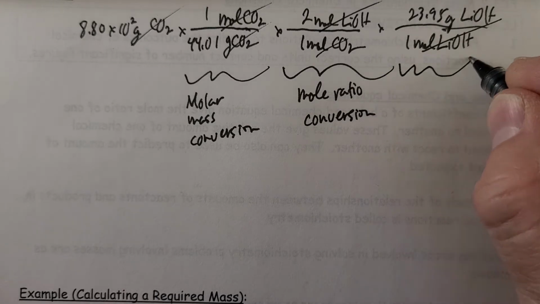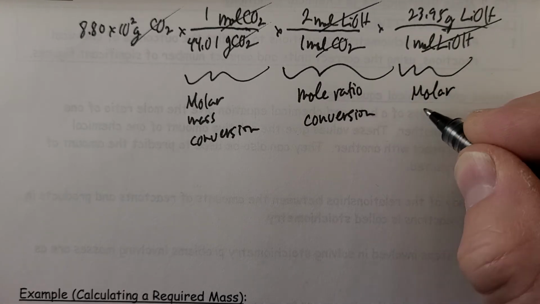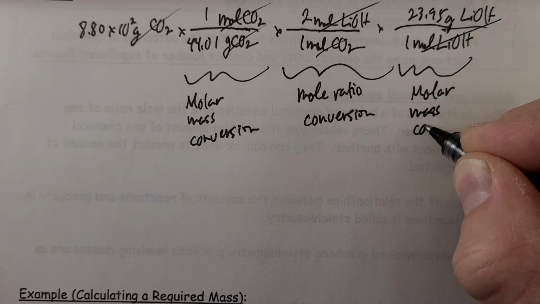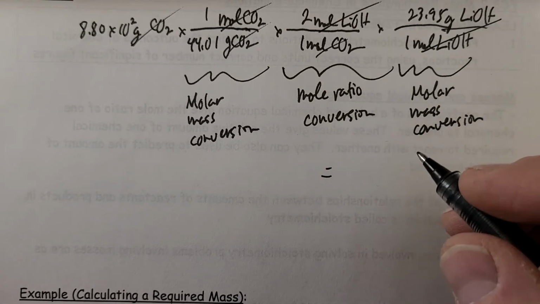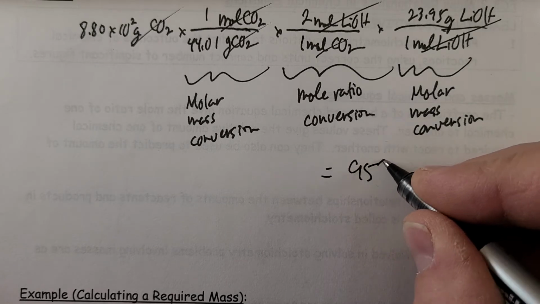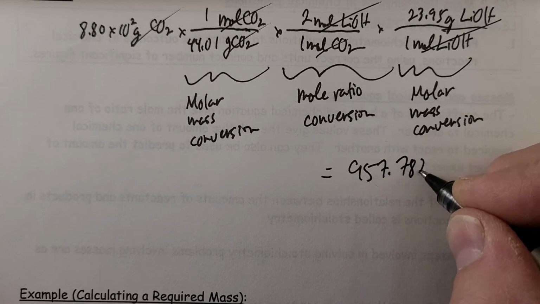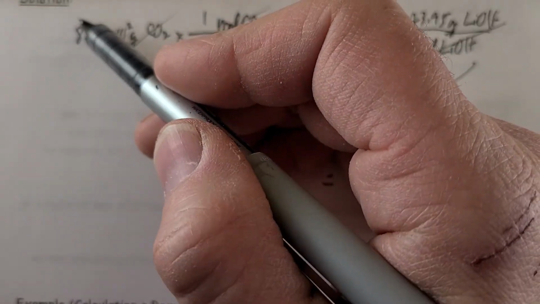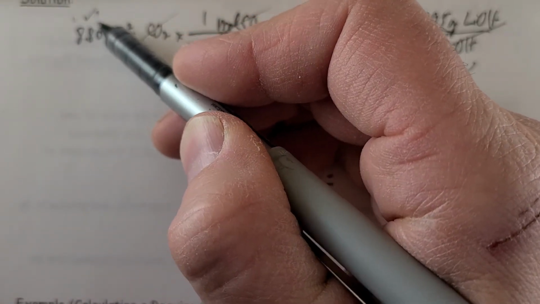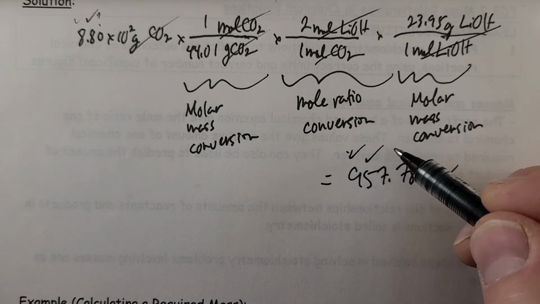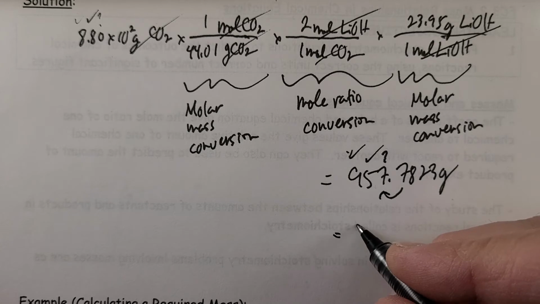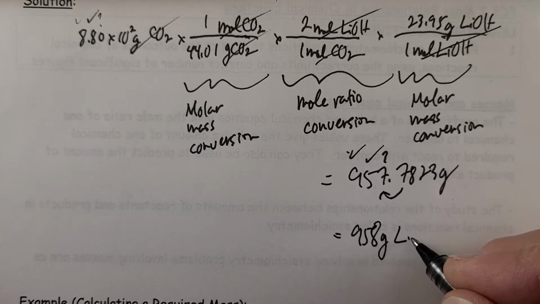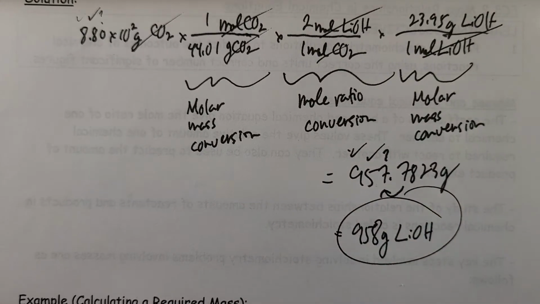So over here again, we could write down another molar mass conversion. So the answer, when I multiply that all out, I think I get 957.7823 grams. And if I look over here, there's 1, 2, 3 sig figs. This is a 7, so that's going to get bumped up. 958 grams of lithium hydroxide. All right, so that's how you do it.